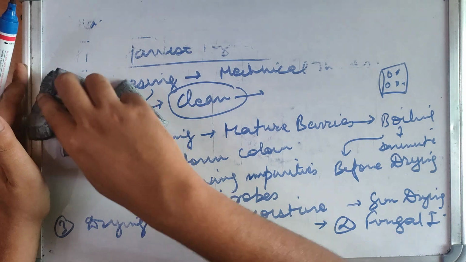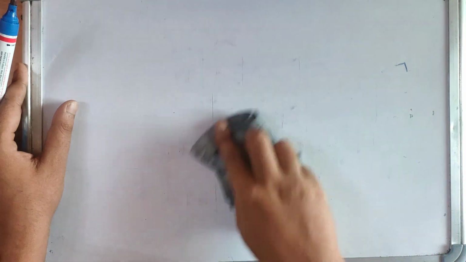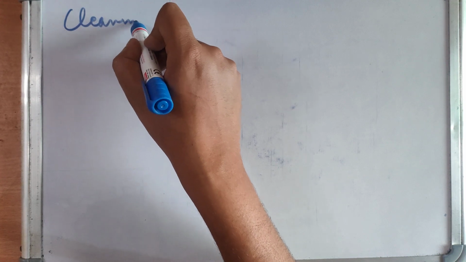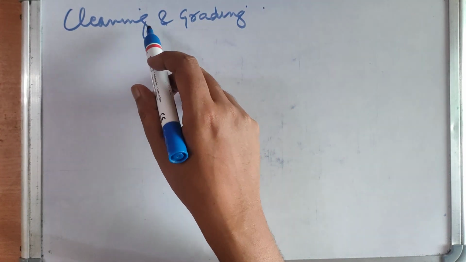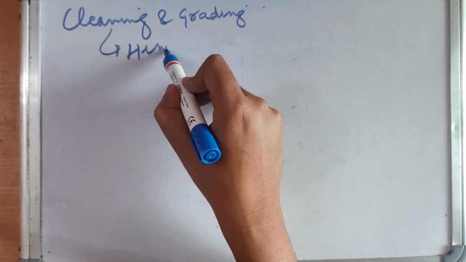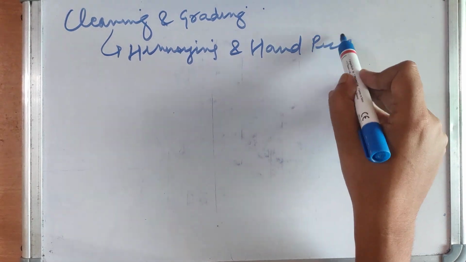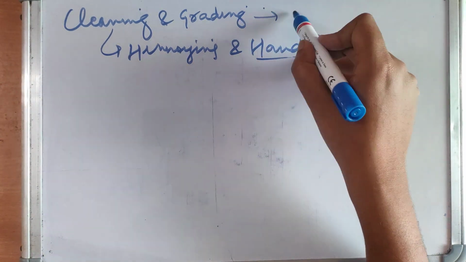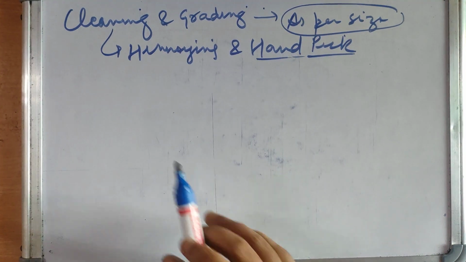The next process is cleaning and grading. We need to clean properly using winnowing and hand picking. We can also hand pick the impurities or anything other than berries present in the lot. And we need to grade as per size and quality.